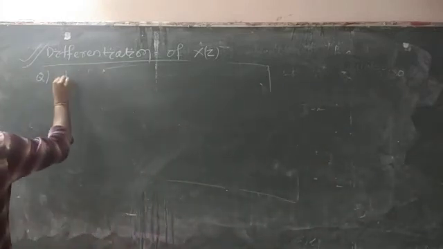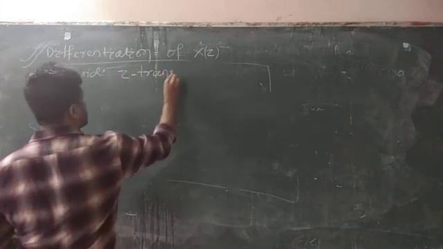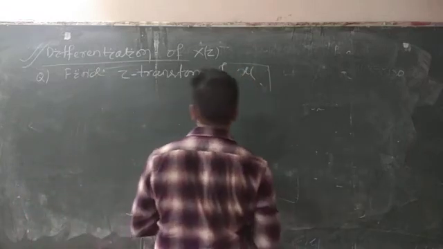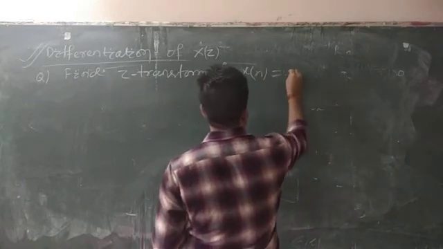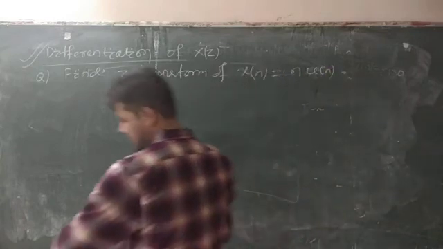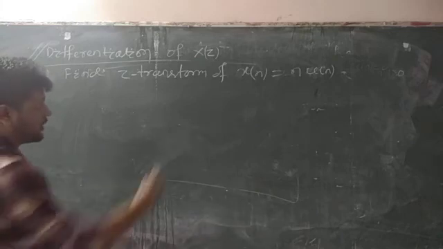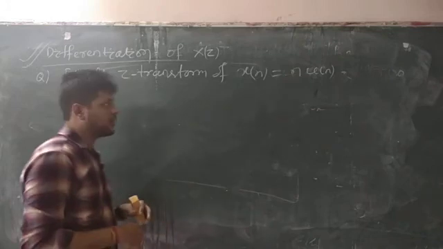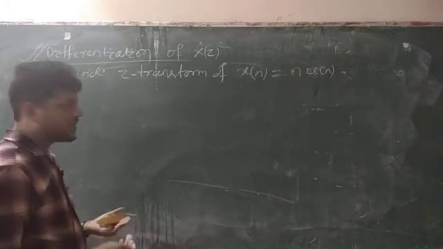Question is, find the z transform of x of n is equal to n u(n). Find the z transform of x of n is equal to n u(n). Here you can see that with u(n), n is multiplied, that is, time is multiplied. Then you have to calculate the z transform of this function.